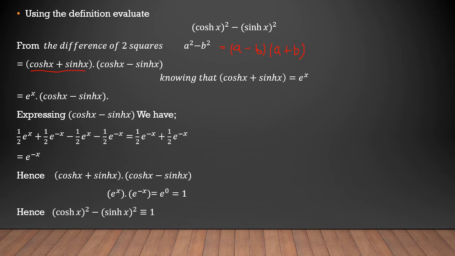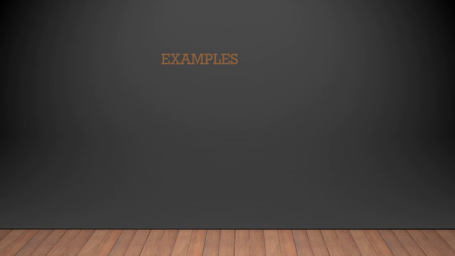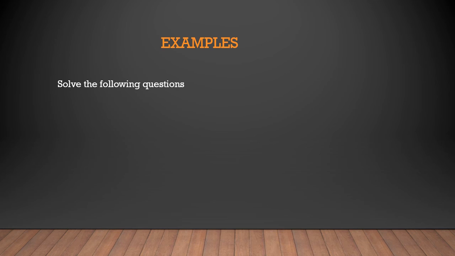Now this is an identity. You see the difference between trigonometry and hyperbolic functions. There is the inverse. Instead of the plus sign giving 1, here it is the minus sign that gives us 1. That is it. Now let's take these basic examples to exercise ourselves to see if we've really understood. So let's solve the questions that I'm going to give you.